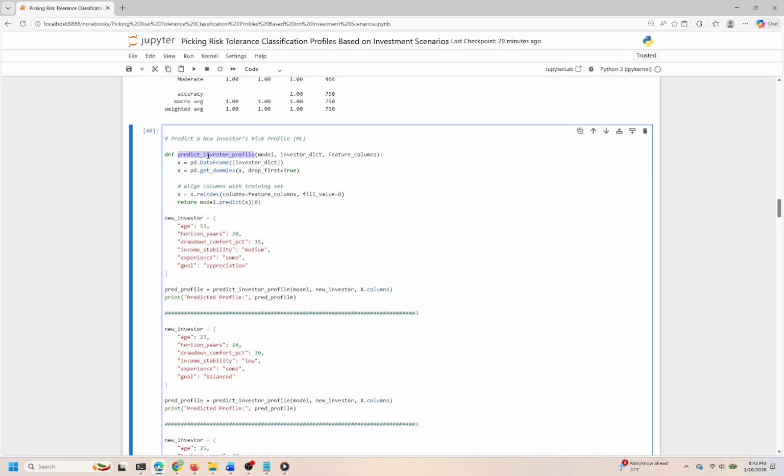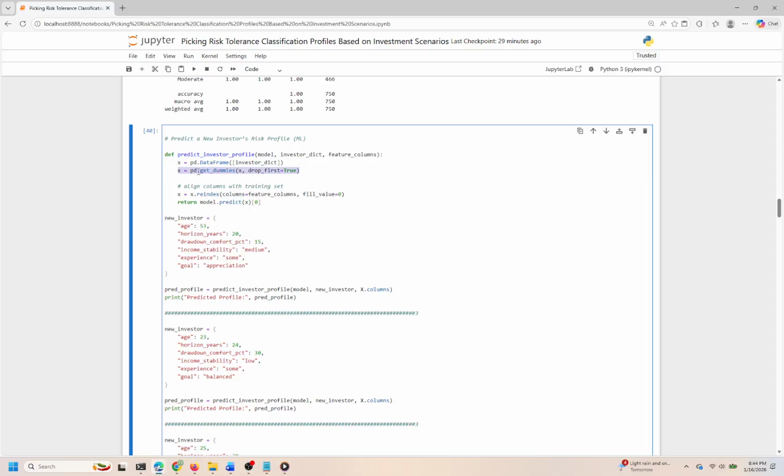At the heart of our function is the Predict Investor Profile, which takes three parameters: a trained model, a dictionary describing the investor's attributes, and a list of feature columns. The function begins by converting the investor's data into a data frame format, making it easier for the model to interpret. Importantly, categorical variables like income stability and experience are transformed into numerical representations using one-hot encoding.